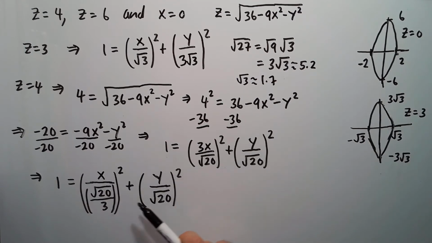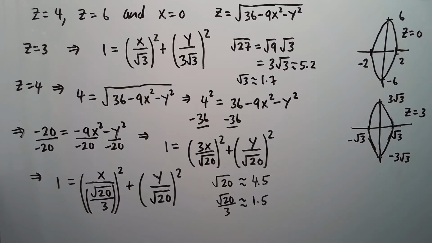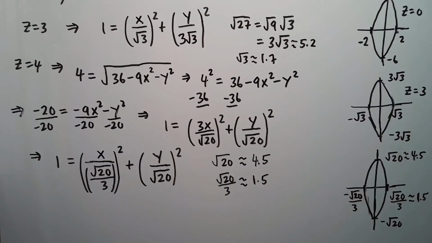Okay, so then we can write it as x over square root of 20 over 3, the whole thing squared, y over square root of 20 squared. Now the square root of 20 is roughly equal to 4.5, and square root of 20 over 3 is roughly 1.5. So let's graph this ellipse now. Let me put it right here. So the graph would look like this. Okay, so we've done z equals 4 now. Let's do z equals 6 next.